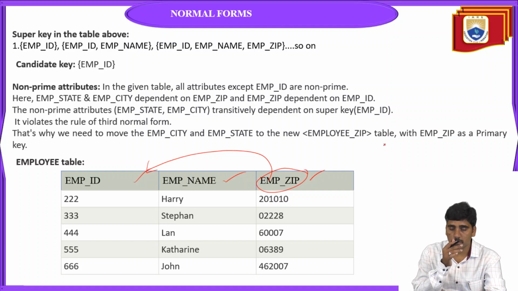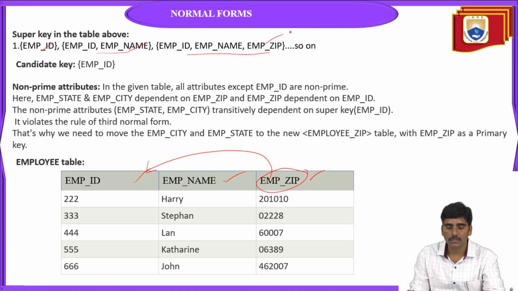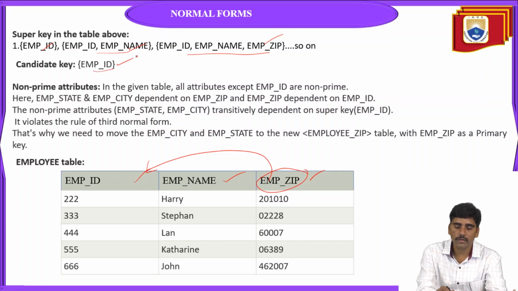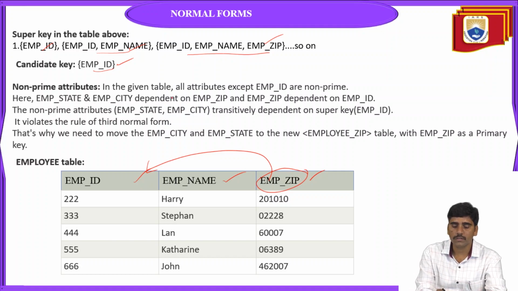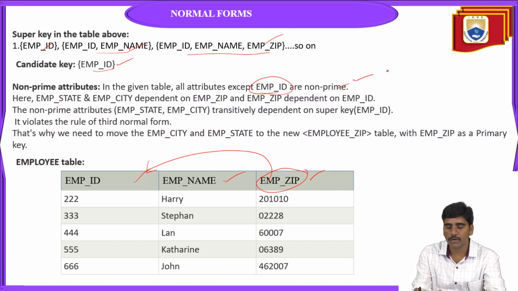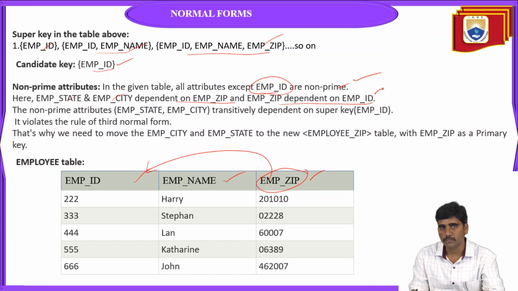So here the super key in the table is what? Employee ID, employee name, employee zip. Like that. So candidate key is what? Employee ID is the candidate key. So non-prime attributes in the given table, all attributes except employee ID are non-prime. Here employee state and employee city are dependent on employee zip, and employee zip is dependent on employee ID.